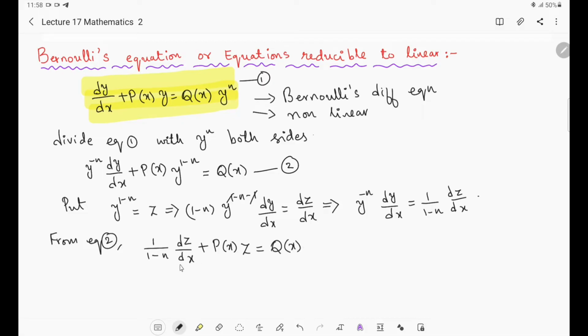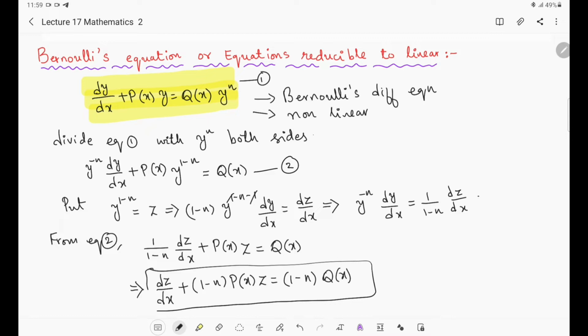Now, here dz by dx is having 1 by 1 minus n as extra. Now, multiply this equation with 1 minus n. So, multiplying this equation with 1 minus n, then what will happen? So, when we multiply this equation with 1 minus n, this will get cancelled. So, in first term dz by dx will remain. In the next term 1 minus n into p of x into z equals to 1 minus n into q of x, right. So, this we will get by taking all the substitutions.